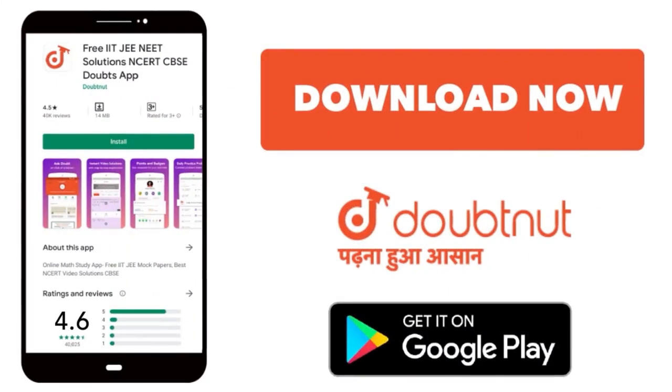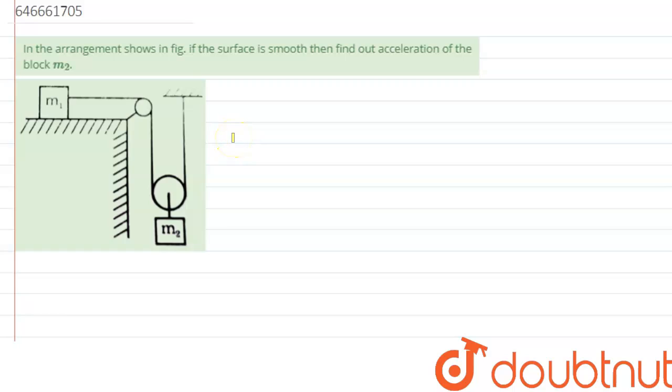Hi everyone, so we are given a question which says: in the arrangement shown in figure, if the surface is given as smooth, we need to find out the acceleration of the block M2. So here we have been given a block M2 and it is attached with a movable pulley.